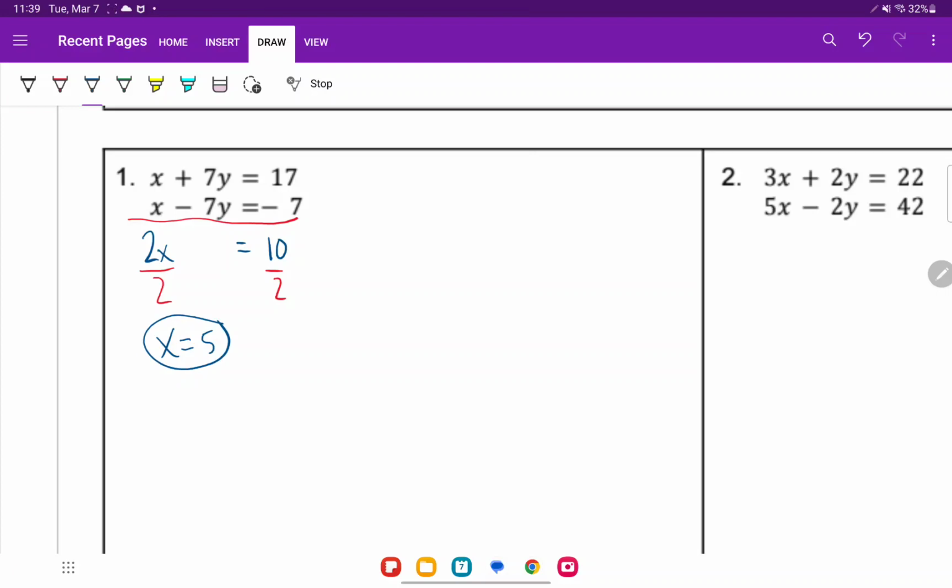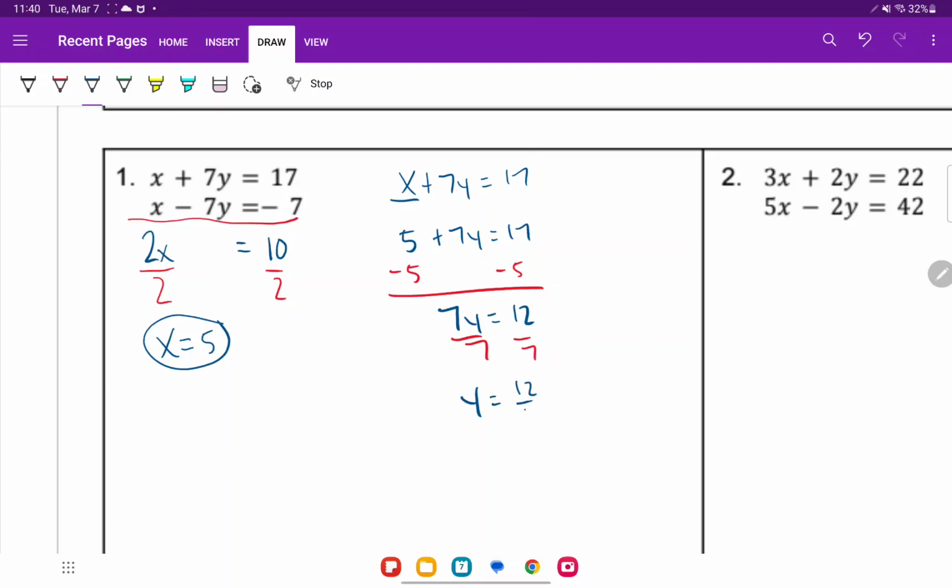Now I'm going to take this x equals 5 and plug it into one of the original equations. So we'll plug that into the first equation right here. So I'm going to plug it into x plus 7y is equal to 17. I'm going to change this x right here to the 5. So 5 plus 7y is equal to 17. To solve for y, we're going to subtract 5 from each side. So 7y is equal to 12. Divide by 7. And I can't reduce 12 over 7, so y equals 12 divided by 7.